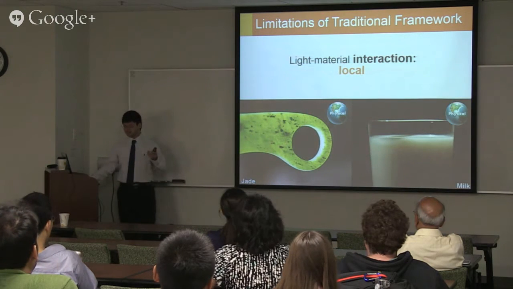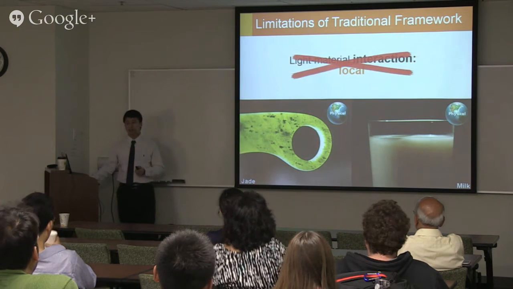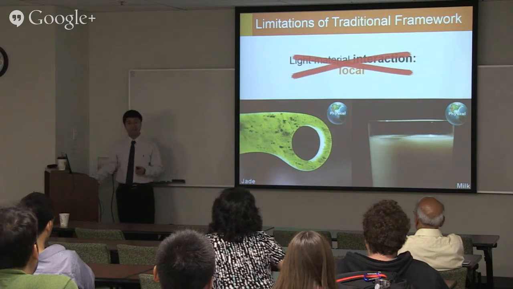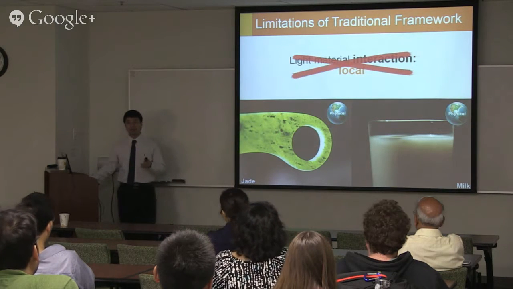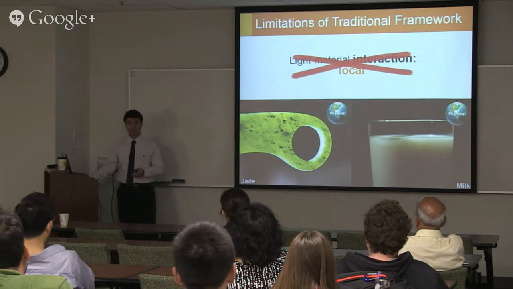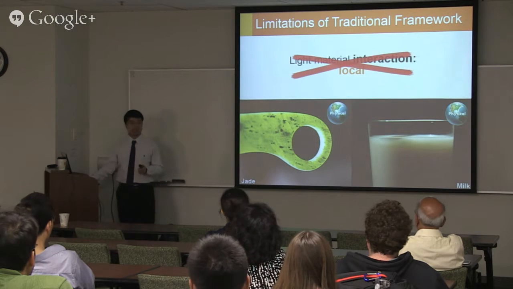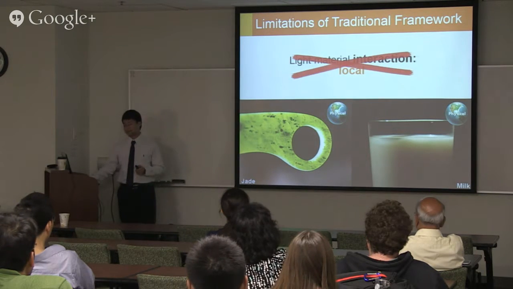In addition, in reality, light often interacts with material in non-local ways. In particular, many real-world materials allow light to scatter inside, leading to a translucent appearance. This effect is often called subsurface scattering, and it cannot be easily handled using traditional surface-based methods.